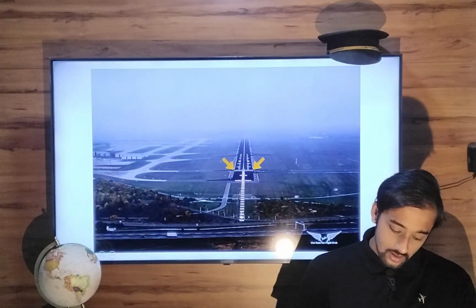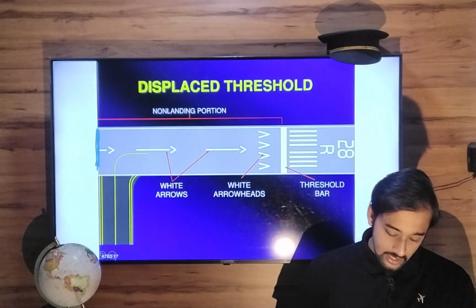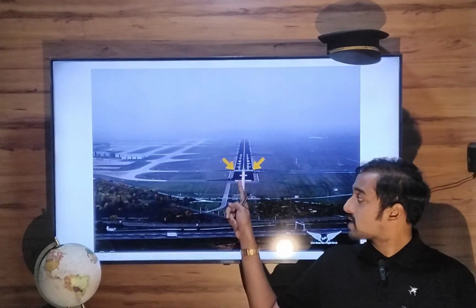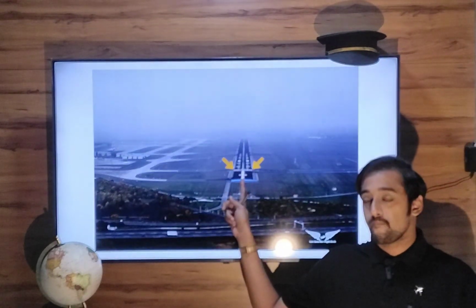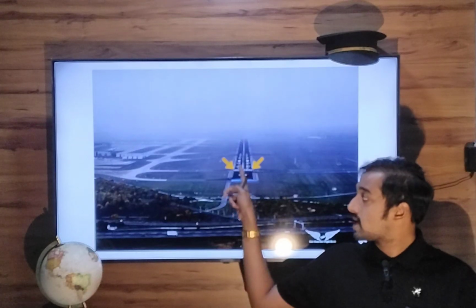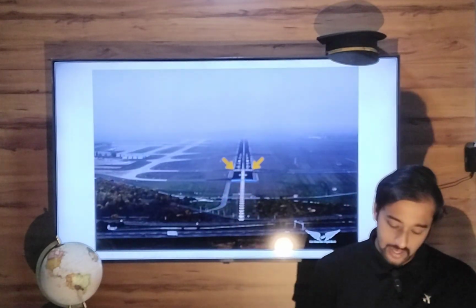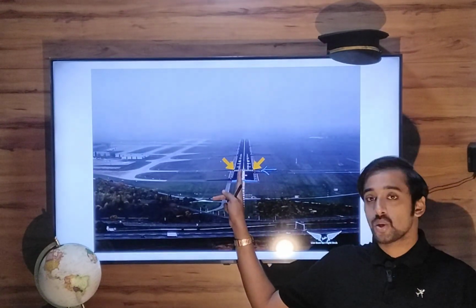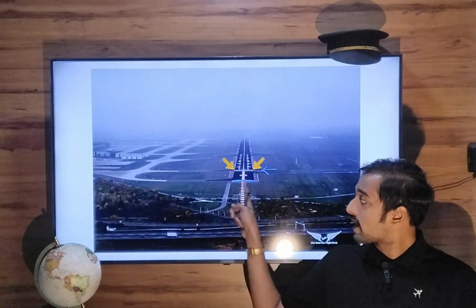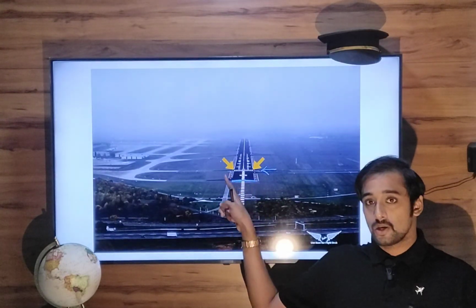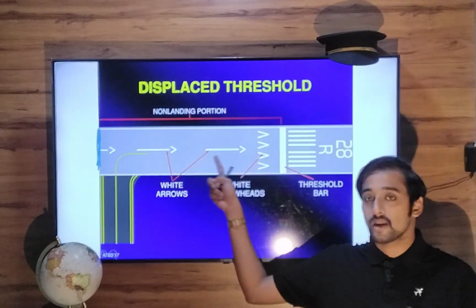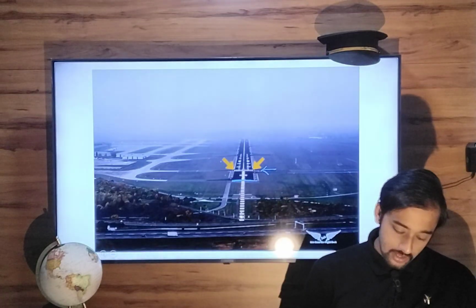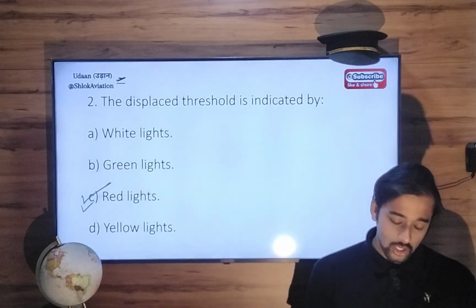Even here you can see that this is the starting portion of the runway. The runway starts here, but the displaced threshold is some distance ahead of that start, shown by the arrows. The displaced threshold is indicated by a row of red lights on the edge and white arrows on the runway. So the correct option will be red lights.